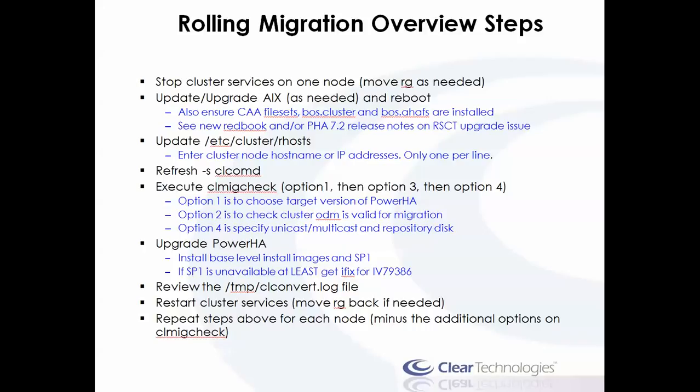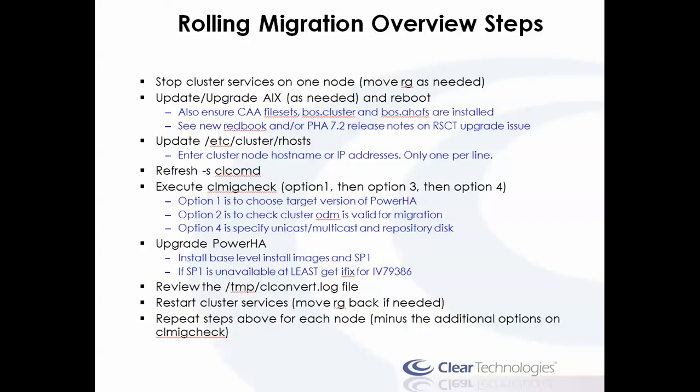Now the next part here is executing clmigcheck. Again these steps are the same, however clmigcheck in version 7.2 has been greatly enhanced. It does a far greater number of checks of things that need to be just right to help ensure a successful migration. So there has been a lot of work done on clmigcheck, and one thing you'll notice if you've ever done any of these in the past is that there's an additional menu option.